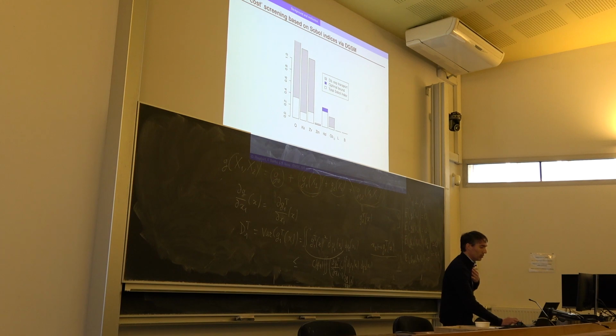For CB, you see that we cannot discard CB. You cannot screen it out because the upper bound is 20%. Okay.